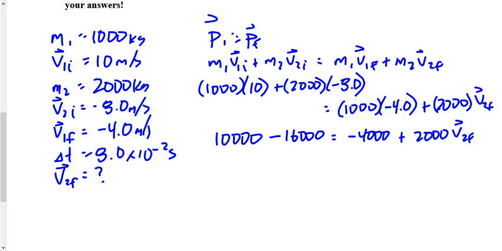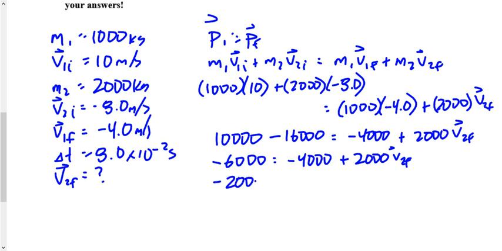Let's combine these. It gives me negative 6,000 equals negative 4,000 plus 2,000 V2F. Now, if I was doing this, I wouldn't show quite this much work. If you're really good at it, you don't have to show this much work either. But if you struggle at all with rearranging, then show every step. Take the 4,000 over by adding. I get negative 2,000.